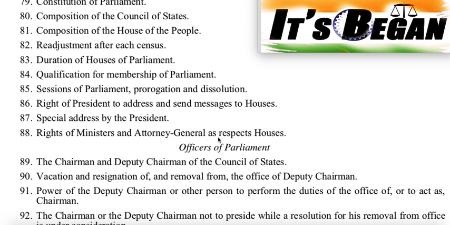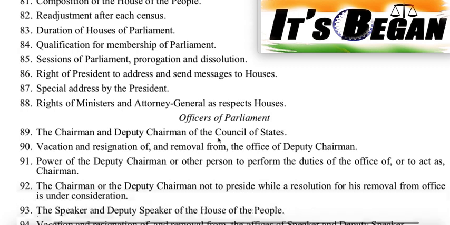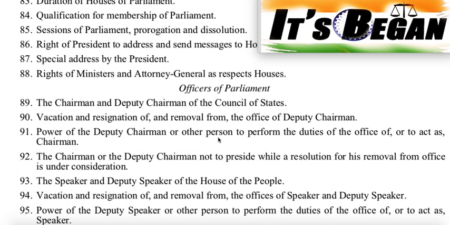Article 90 Vacation and resignation of and removal from the office of Deputy Chairman. Article 91 Power of the Deputy Chairman or other person to perform the duties of the office of or to act as Chairman. Article 92 The Chairman or the Deputy Chairman not to preside while a resolution for his removal from office is under consideration.